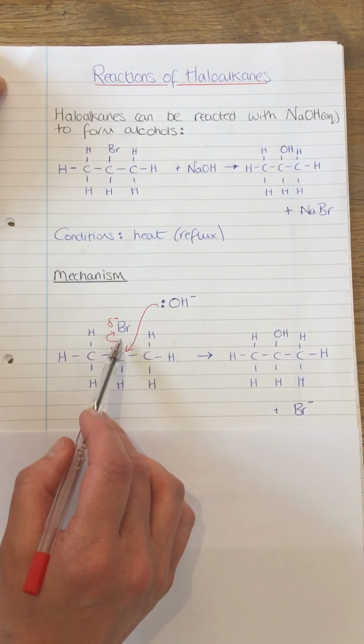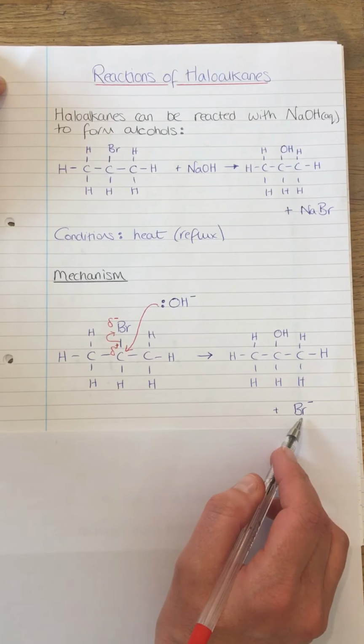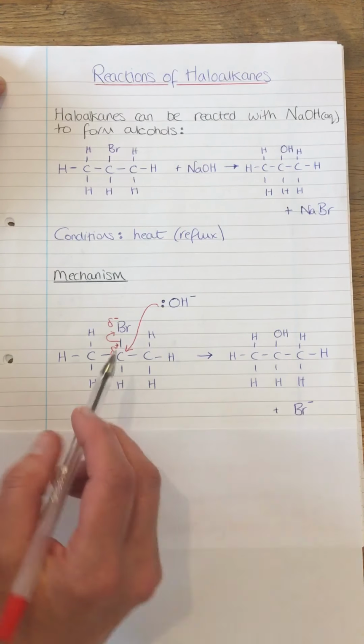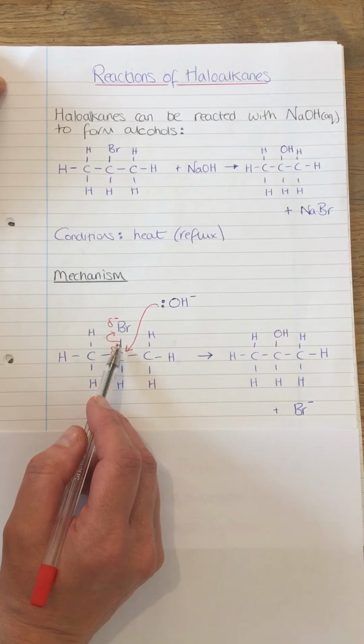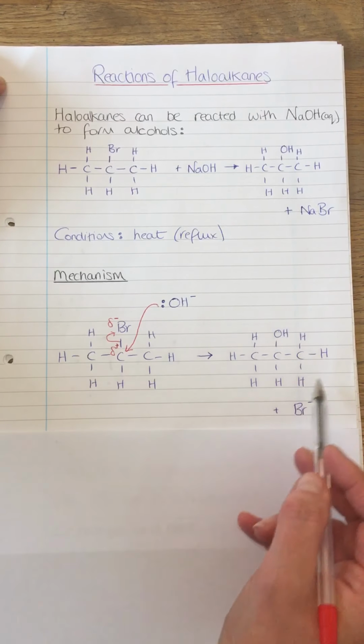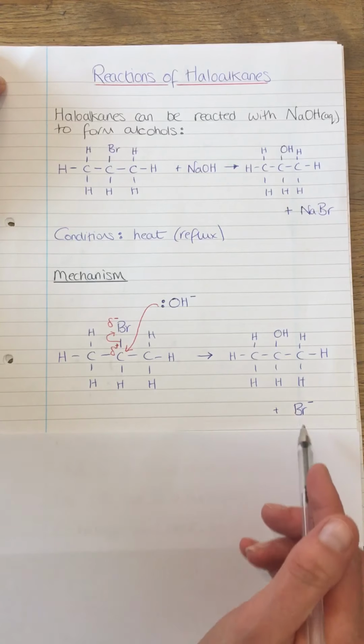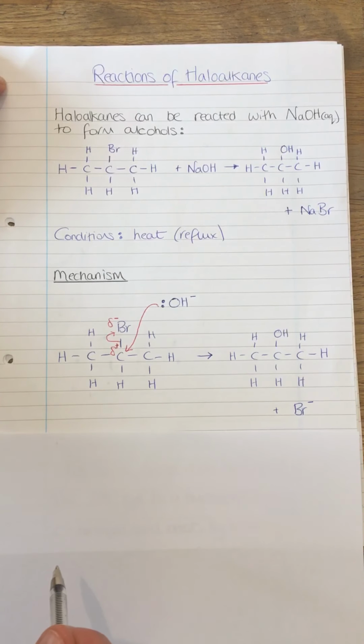The pair of electrons that are in that bond are both going to end up with the bromine, making it a bromide ion. It's gained 1 electron, hasn't it? Because it originally donated 1 electron to that bond, but it's now got the one that the carbon donated as well. So there's the new product, the alcohol, in this case propan-1-ol, and a bromide ion.